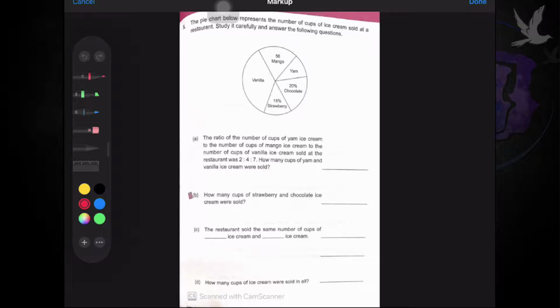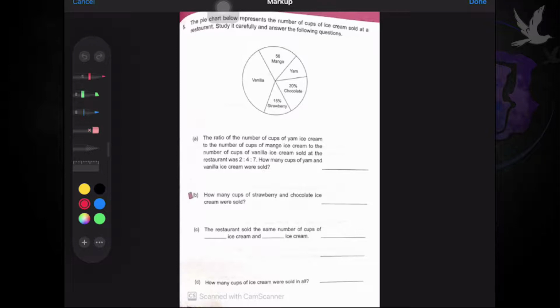Itong dito sa libro found in your book. Okay, so the pie chart below represents the number of cups of ice cream sold at a restaurant. Study it carefully and answer the following questions. So may data tayo, walang fraction. What we have is percentage there. For chocolate, you have 20. For strawberry, you have 15. And for mango, you have the actual number of cups, which is 56.